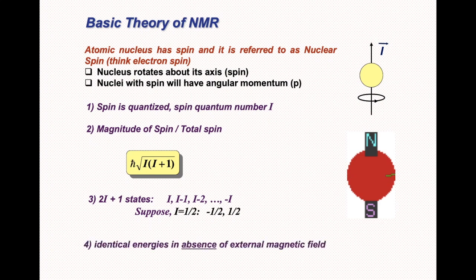And please remember that these spatial orientations are identical in the absence of an external magnetic field. Only when you keep it in an external magnetic field can one observe a splitting of these nuclear spin states.